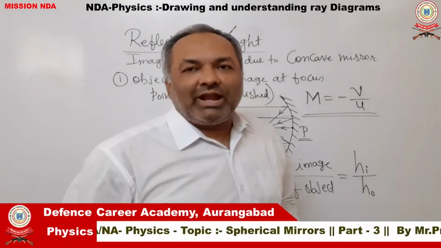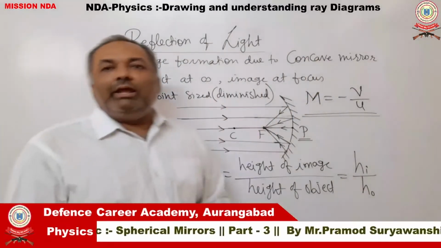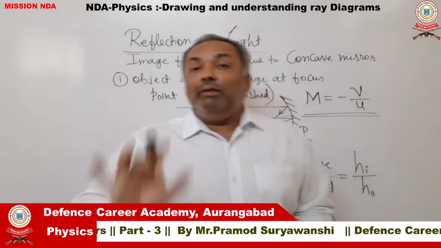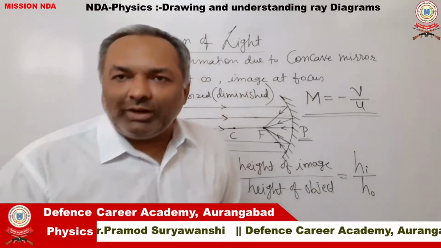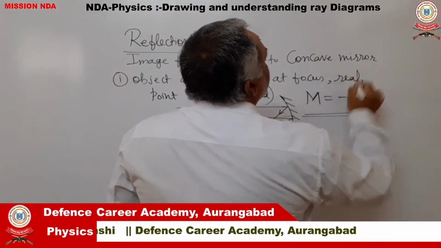So, how do we describe this image formation? Concave mirror, object at infinity, image is obtained at the focus. Now, it is a real image. So what do we mean by a real and a virtual image? Let us discuss that part. In this case, you get a real image.